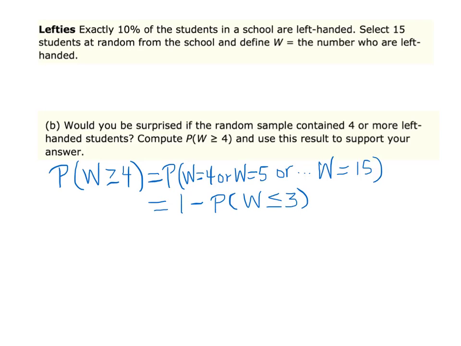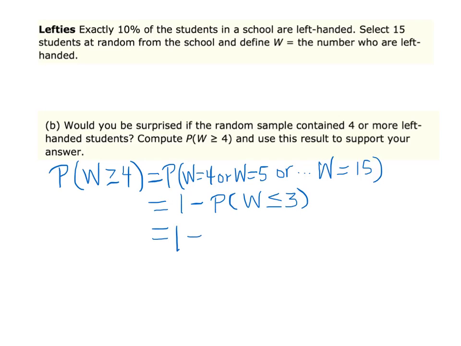So if I can find that probability and subtract from 1, then I can find the values that I'm looking for. Now, to find this, I would need to understand that the probability of W being less than or equal to 3 means that I have to use my probability formula for binomial distribution for the values of 0, 1, 2, and 3.